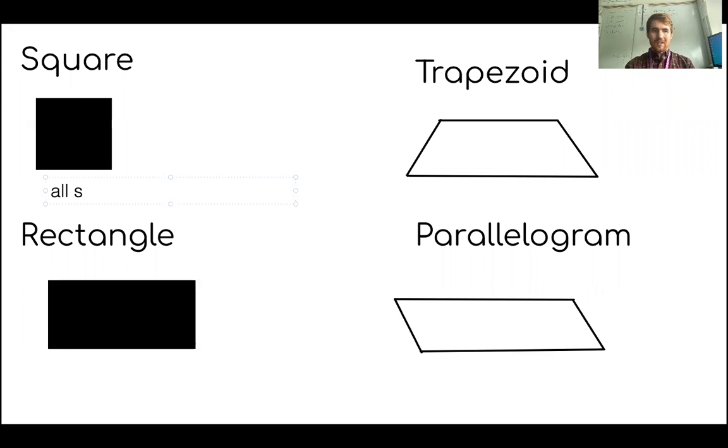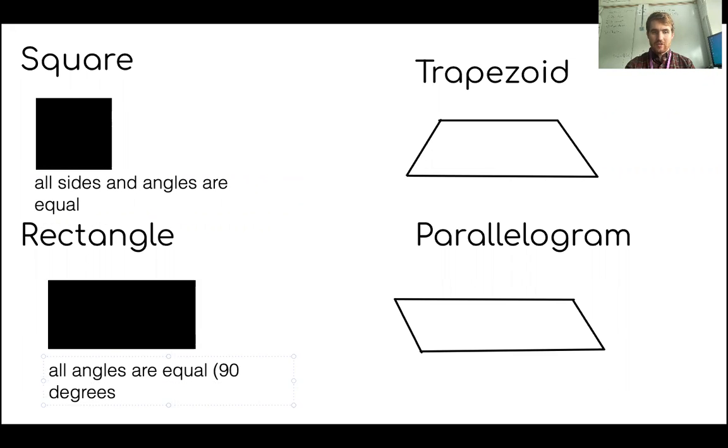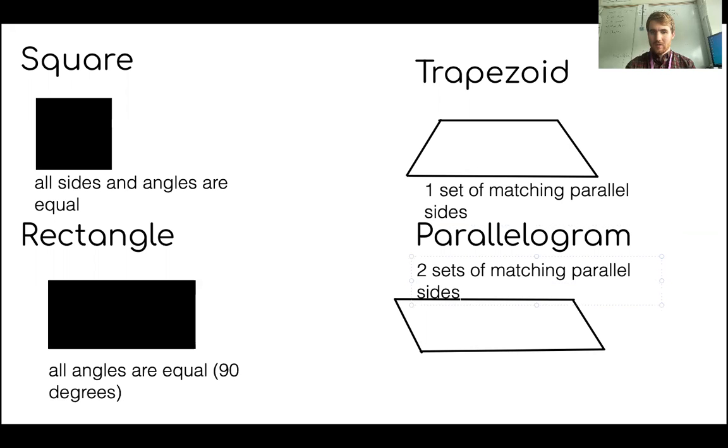So I'll write down the definitions real quick so you can see them. Square, all sides and angles are equal. If you measure the length, they would all be the same. Rectangle, all angles are equal, 90 degrees. Every angle is a perfect right angle, a 90-degree corner. A trapezoid has 1 set of matching parallel sides. In this case, that is the top and the bottom. They are parallel, they're never going to intersect. Whereas a parallelogram has 2 sets of matching parallel sides.